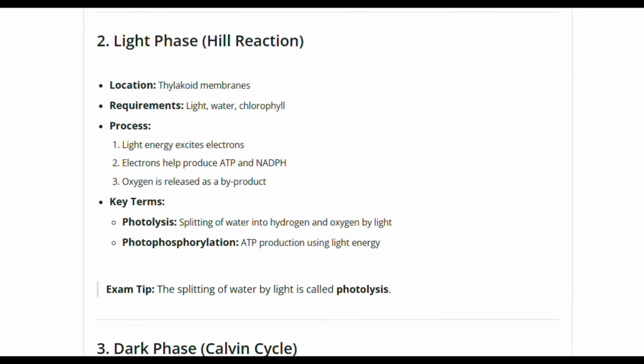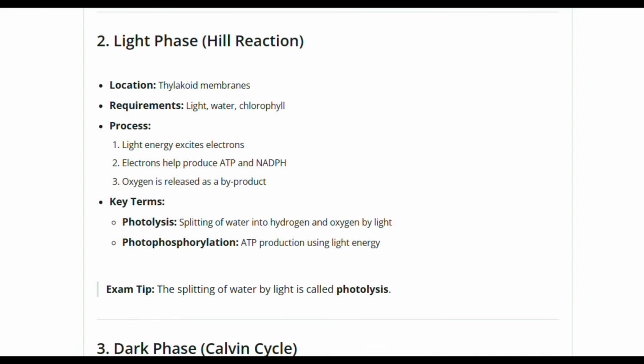The process: the light energy excites electrons. Remember, on that first part, I was reading from the textbook that light energy is the energy carried by electrons. Remember, I said that. Then step 2, electrons help produce ATP and NADPH. Then step 3, oxygen is released as a byproduct.